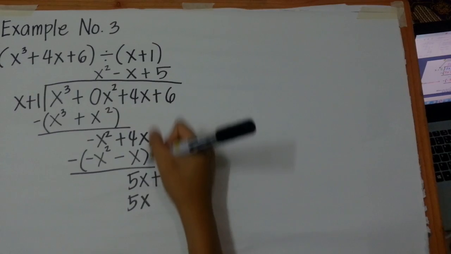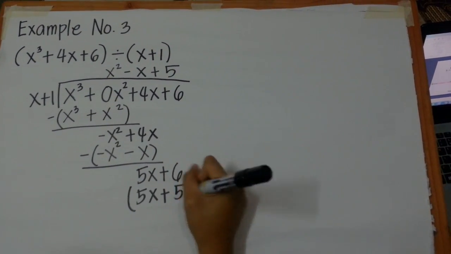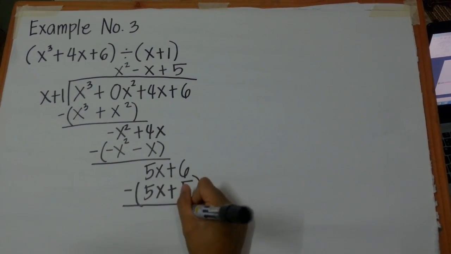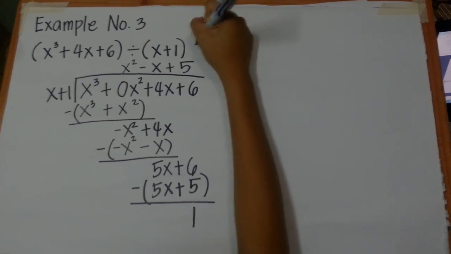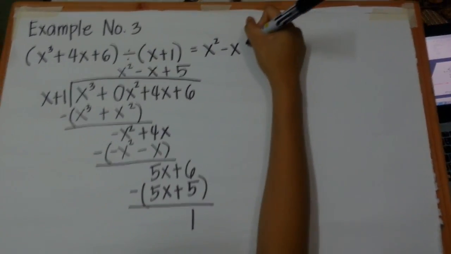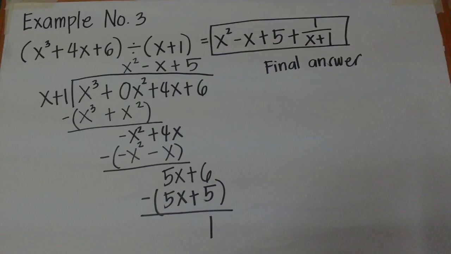5 times x is equivalent to 5x. 5 times 1 is equivalent to 5. We add parentheses in order to avoid confusion, and then we subtract. 5x minus 5x is equivalent to 0. 6 minus 5 is equivalent to 1, and we have a remainder of 1. So our final answer is x squared minus x plus 5 plus a remainder 1 over the divisor x plus 1. And that is our final answer.